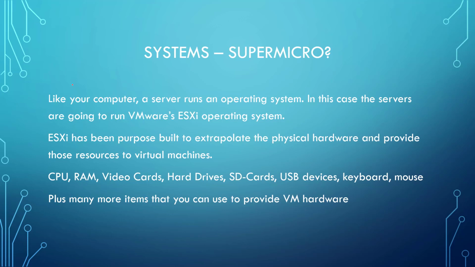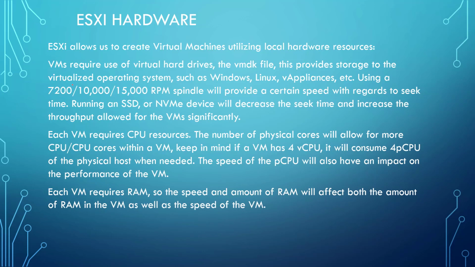There are a lot more items that come with physical to virtual hardware, and we can get into that in a later video. ESXi allows us to create virtual machines utilizing local hardware resources, as we mentioned previously. VMs require the use of virtual hard drives, or the VMDK file. This provides storage to the virtualized operating system, such as Windows, Linux, vAppliances, etc.